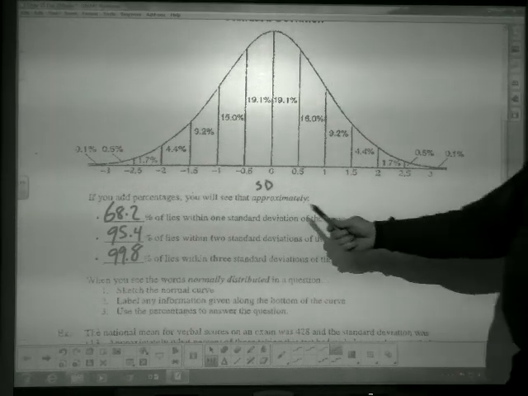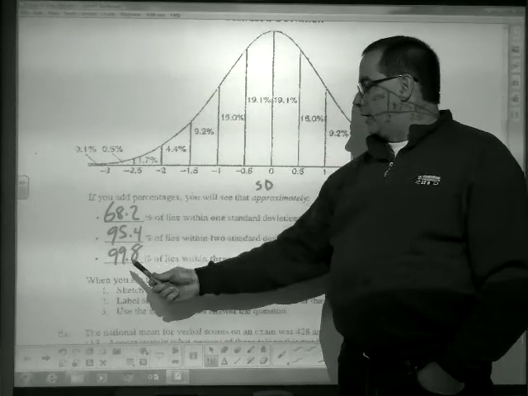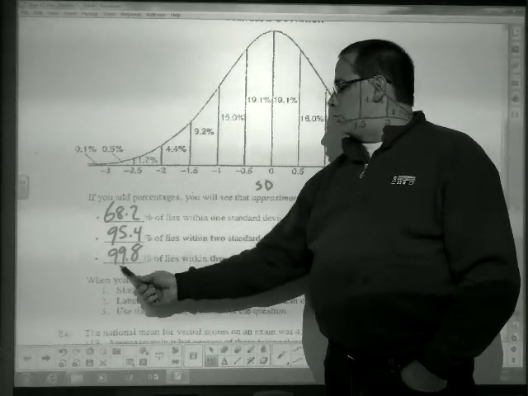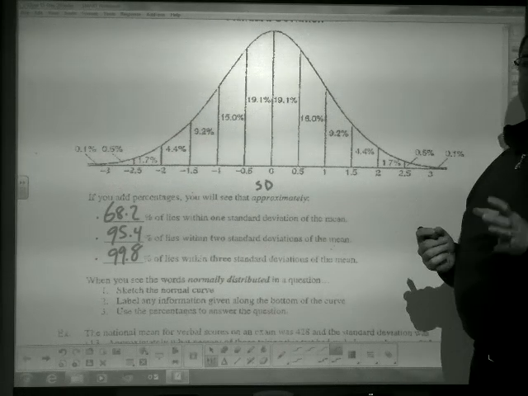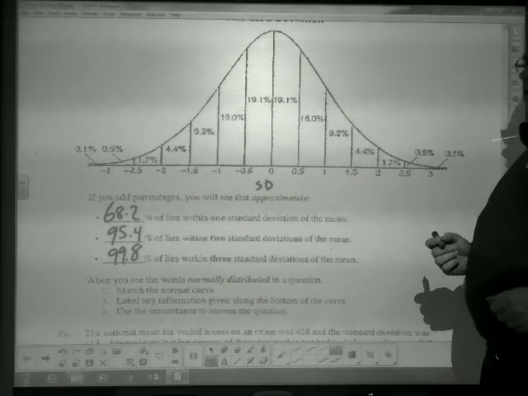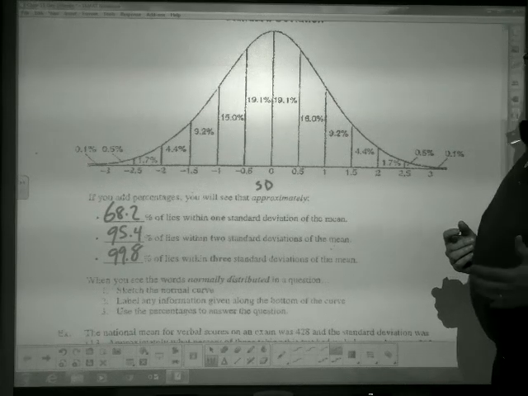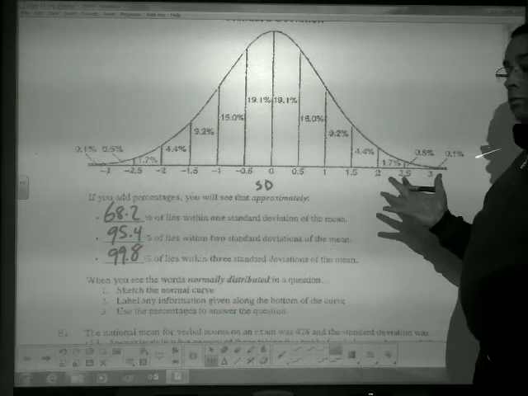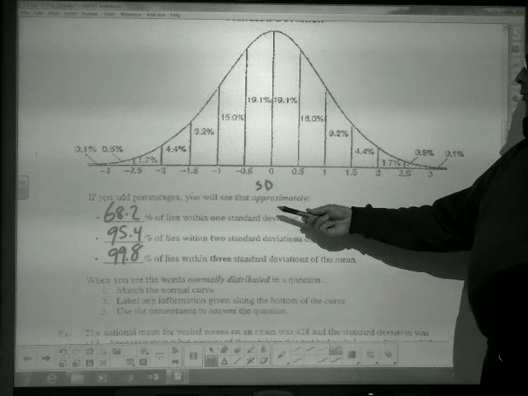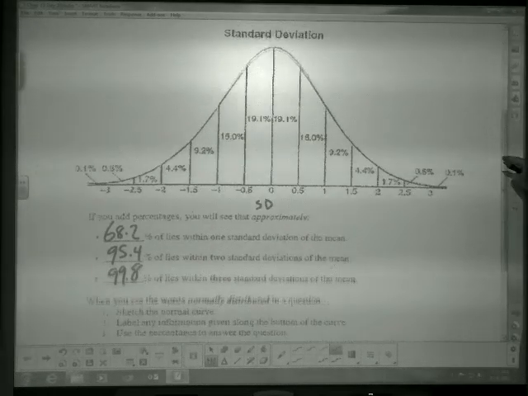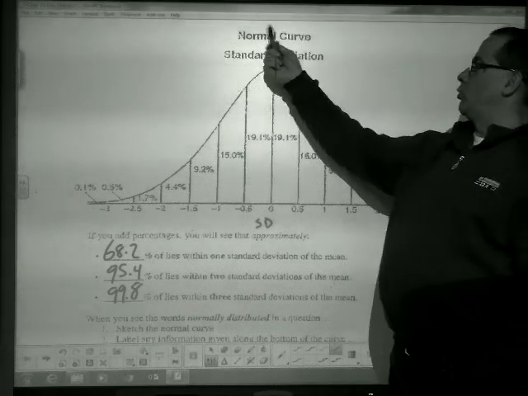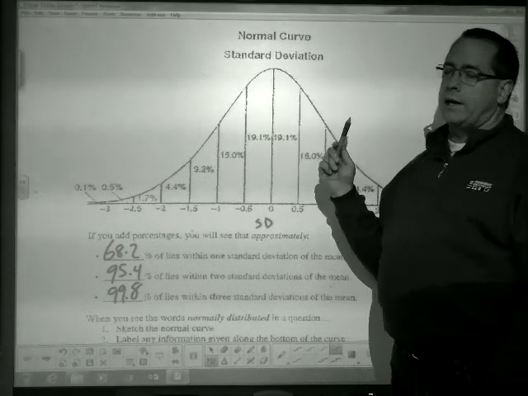And if I go out to 3 standard deviations each way, I've accomplished about 99.8%, which is almost everybody or everything, whether I'm measuring the length of a tree frog, how many breaths per minute a fish takes, whatever we're measuring, it will generally follow this pattern if we consider it to be a situation that is normal, okay?